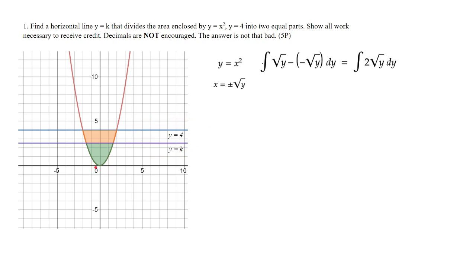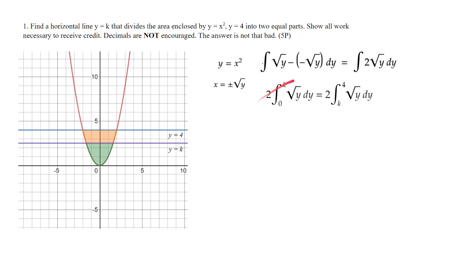So what we're going to do is integrate from y equals 0 to y equals k of this function, dy, and that green area that we just got is going to be equal to the orange area, which is going to be the integral from k to 4 of 2 square roots of y dy, which is right here.